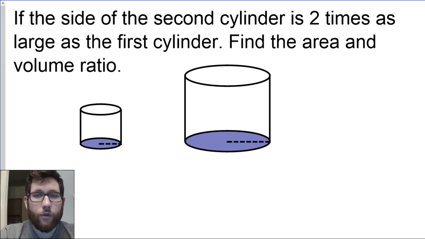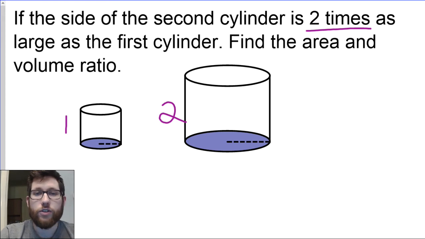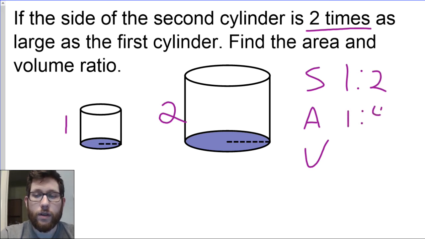Let's look at one more type of this problem. This time they give us that the size of the second cylinder is 2 times as large as the first cylinder. So we could think of this as 1 to 2. My ratio is 1 on this one side, doubled on the other side. So again, they asked for area and volume ratios. These should be a breeze. My side ratio is 1 to 2. I want to square 1. 1 squared is just 1. 2 squared is 4.